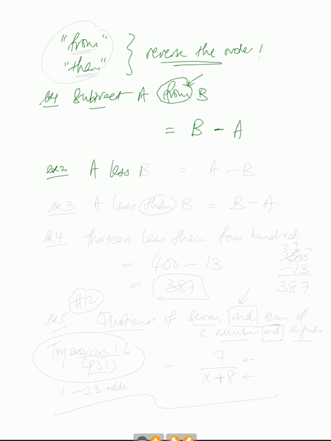If I say A less B, A less B just means A minus B. That's it, A minus B. Now compare this with A less than B. These are the two famous words, from and then. When it's A less than B, this really means B minus A. So from time to time, you are required to reverse the order. Watch out for these two words because they tell you that you need to reverse the order.